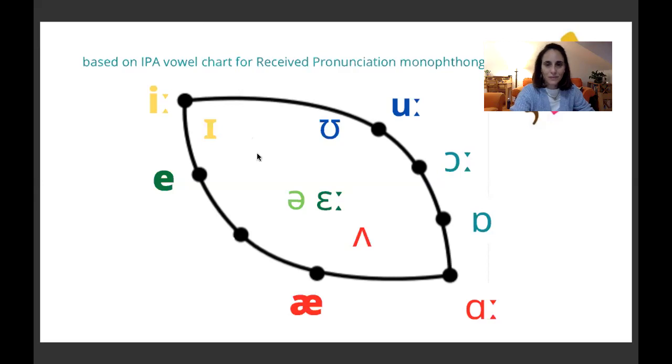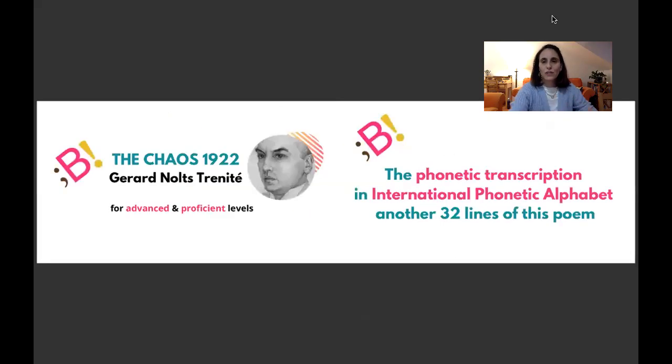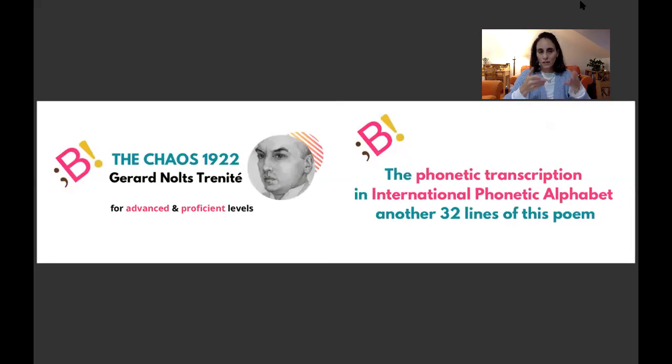So we keep going. The next pages that I have placed here are the ones that make reference. The first one would be this, The Chaos, 1922. Gerard Nolst Trenité was the one who wrote these lines. He was helping his students to become familiar with the irregularities in English. This is obviously for advanced and proficient levels, although if you don't have an advanced level, don't worry. You may get distracted or lost sometimes, but I'm sure this information won't harm you.